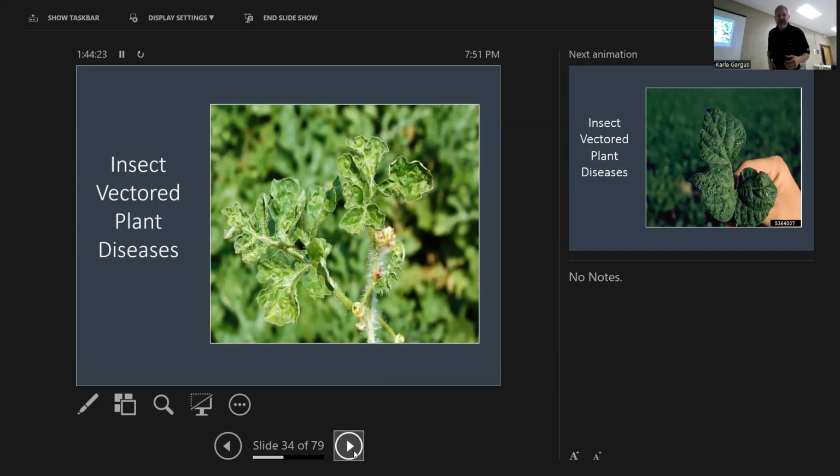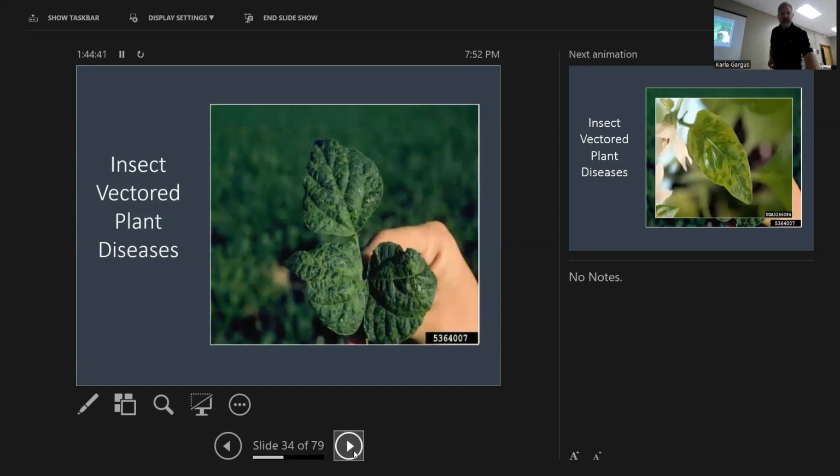This is, I think, watermelon, and it looks as though it's got a virus in it that was vectored by an insect. Sometimes it's a piercing-sucking insect or thrips that will scrape and rasp and suck on them. This is a bean plant that has a really bad mosaic virus on it, so an insect probably vectored that one. These are from the University of Georgia images they downloaded. They have a great resource of pictures of insects and insect damage.